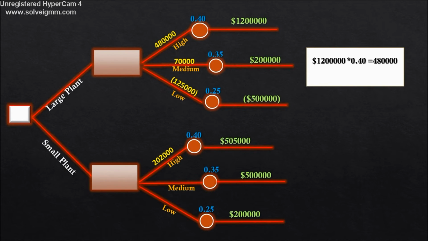Which one is the best? Well, we're talking about profits, so the one that makes us earn more money is the correct one. Between the large plant and the small plant, the best is the large plant. So, we choose at the end the large plant because it's the option that makes us win more profit.